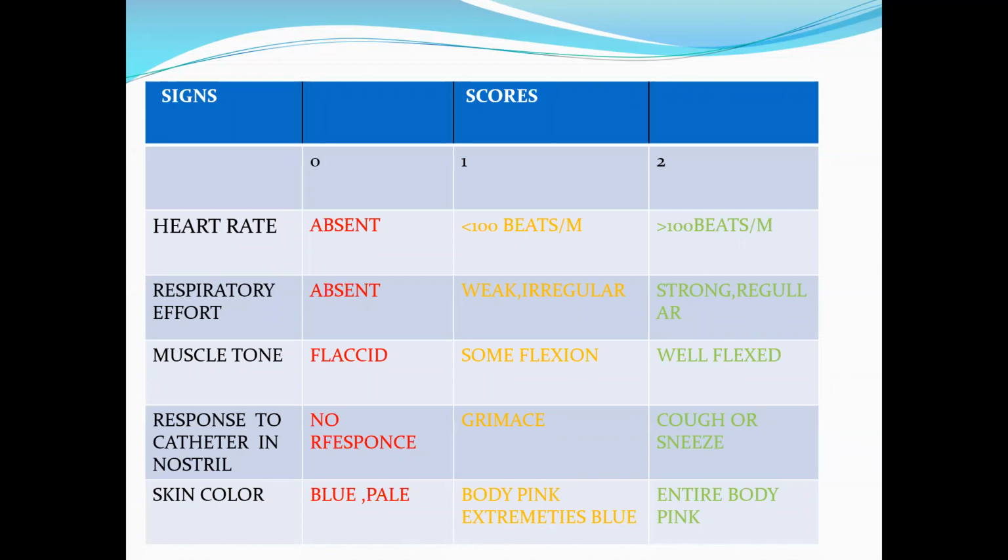Each of these variables may get three scores: 0, 1, or 2. According to this table, you should collect and give a score for each finding that you assess. Of course, you should be well trained to be familiar with the usage of such a table. This is a practical point, and this should be well known by the doctors and the nurses in the intensive care unit of the newborn. So, doctors and nurses should be aware of how to use it.